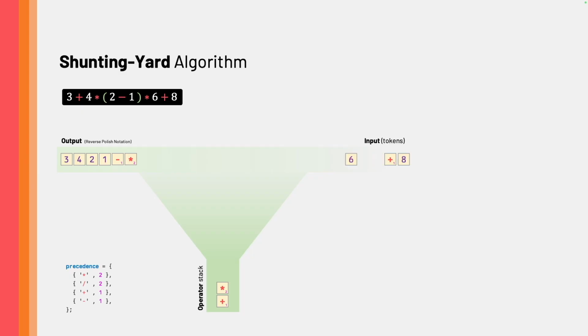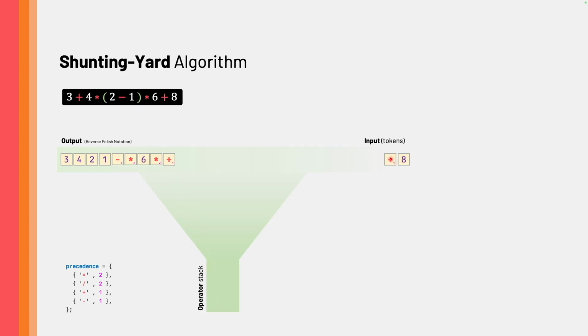6 is a number, straight to the output. And now, plus. Plus has the level of precedence 1, which is less than multiplication and equal to plus. So both of these things will get sent to the output before we feed this plus into the operator stack. So we push the top multiplication to the output. We push now this top to the output.